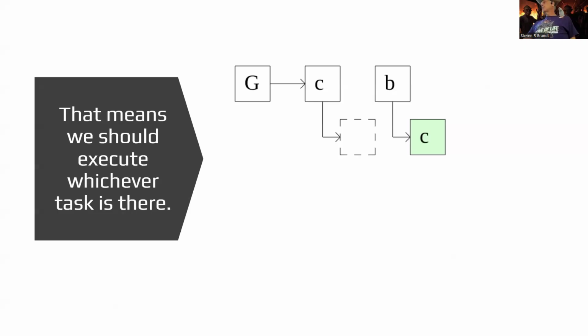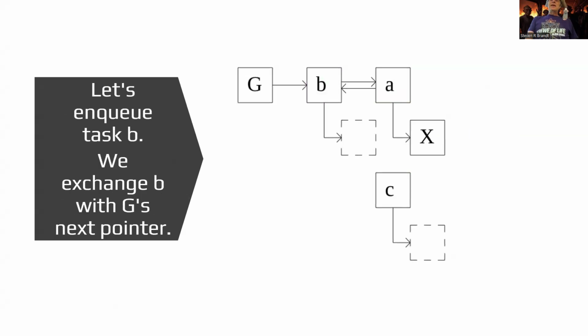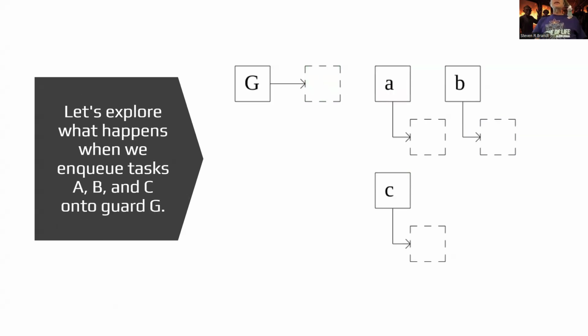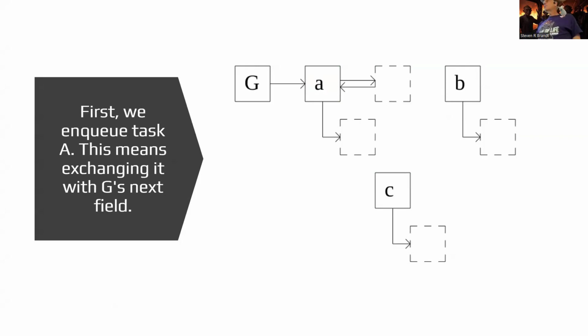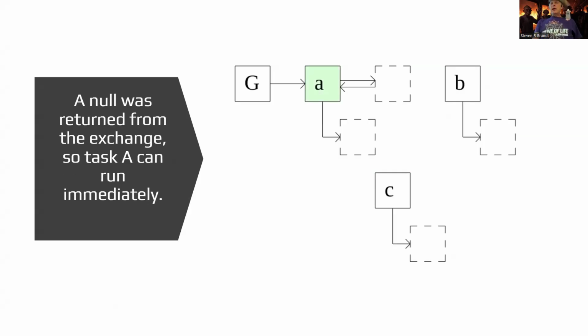Okay, so Reagan wants us to go back to the beginning. Here's the beginning: we have a guard, and we have 3 tasks that we want to run. The first task, A, does a compare-and-set with the guard's next field and puts A in there. Everything's next field except the guard's now has a null. Now A got a null back from the guard. That means it's the first task to run, so it can just run.